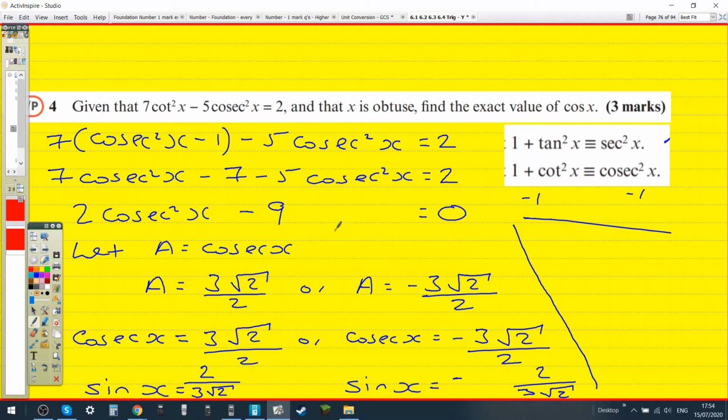So x equals sine to the minus 1. No, we don't. We want the exact value of cos x. We have sine x. We want cos x. So we have to do x equals sine to the minus 1 of those things, and then get an answer, and then do cos of answer. So sine to the minus 1 of 2 over 3 root 2 equals that. So cos of answer equals 0.